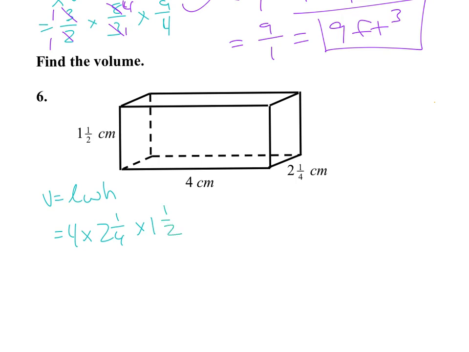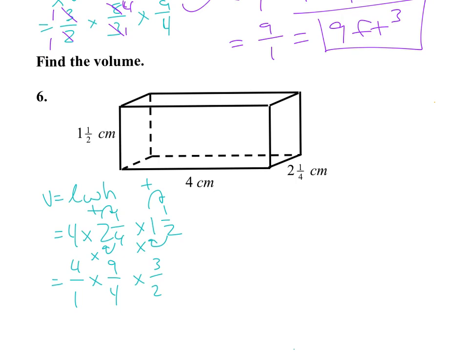Let's go ahead and convert our mixed numbers or whole numbers into improper fractions. To make a whole number into an improper fraction, we put a 1 underneath it. So the first fraction is 4 over 1 times. Now we're going to take our mixed number and change it into an improper fraction. So 4 times 2 is 8. 8 plus 1 is 9, so I got 9/4 times. Do the same thing. 2 times 1 is 2, and then 2 plus 1 is 3, so I got 3 over 2.